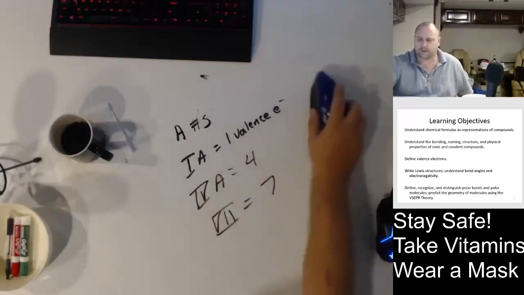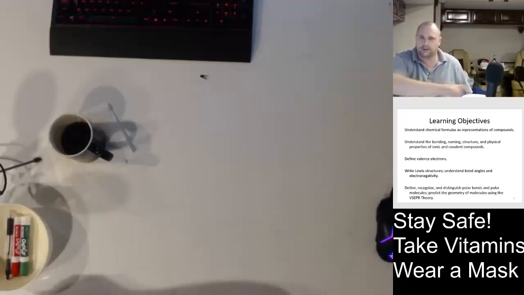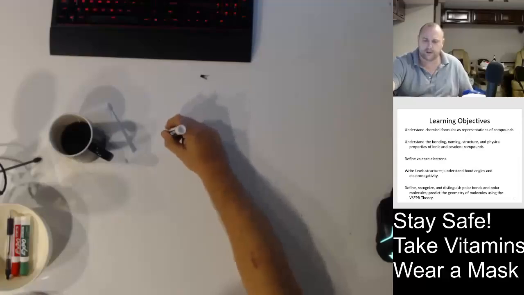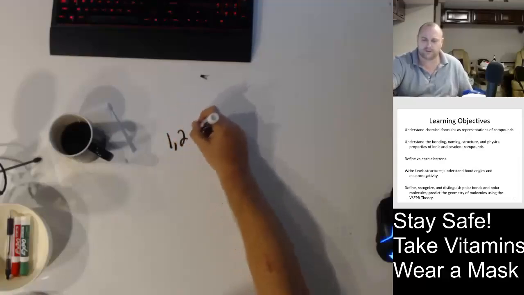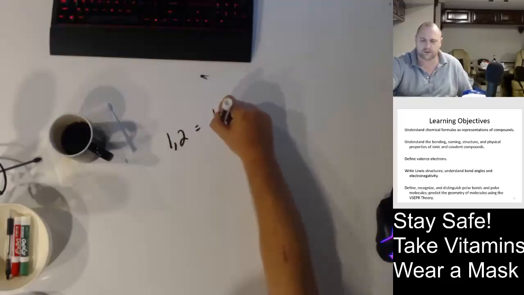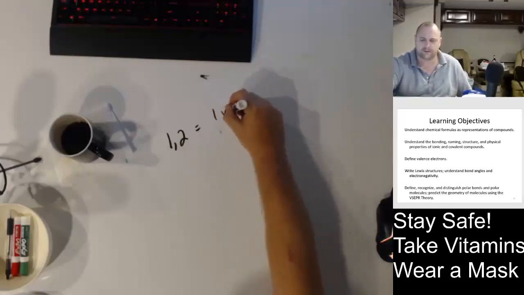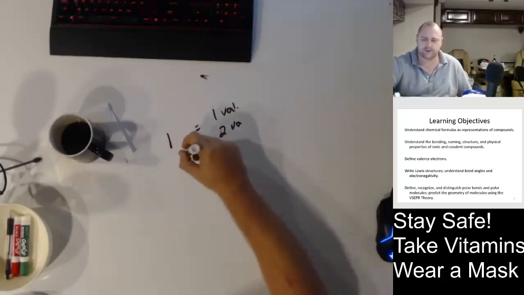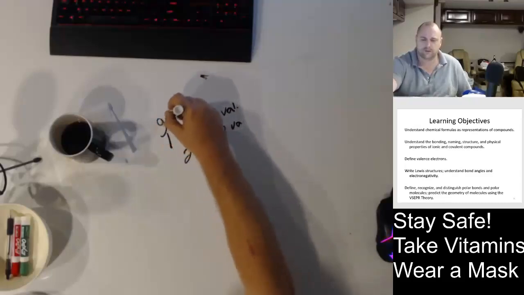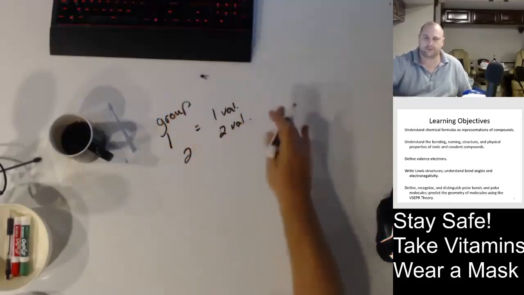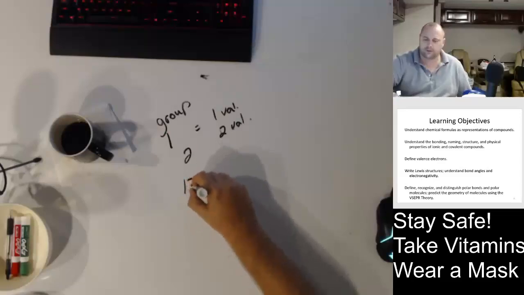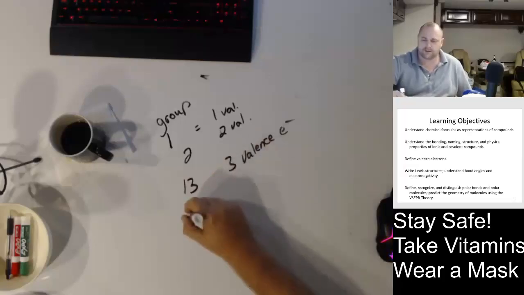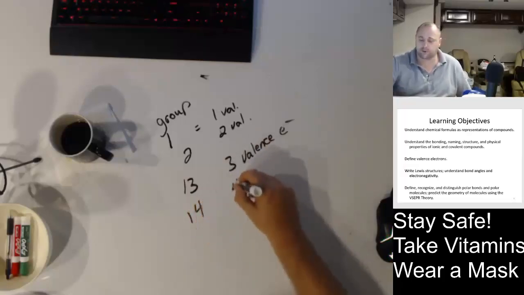What if you've got a periodic table and it doesn't have the A's? It's a modern periodic table. So there we can do 1 and 2. Those are easy. It's still 1 valence electron, and 2 for group 2. All right, and then we'll go to 13, and it has 3 valence electrons. And group 14 has 4 valence electrons.